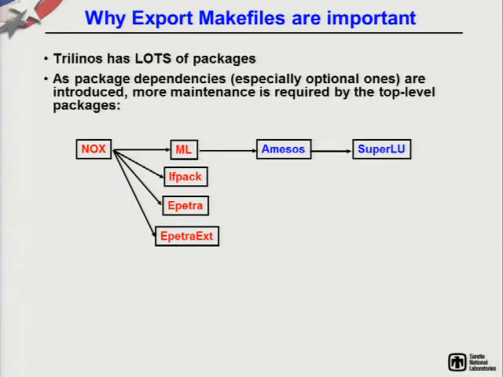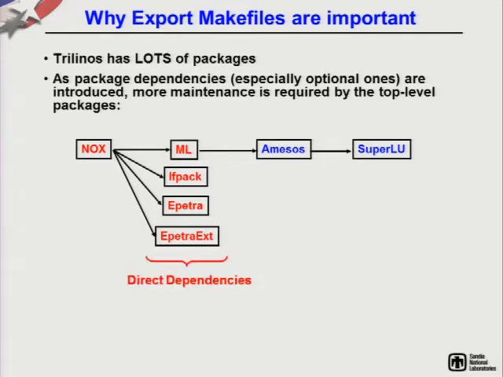So to hammer that home a bit, let's say I really cared about solving a nonlinear problem, which means I need NOX. Well, that's a linear system under the hood, which means I probably want ML, Ifpack, Epetra, maybe EpetraExt. I'm going to want to do a direct solve at the bottom of my multigrid. That means I might want Amesos. And I really want to use SuperLU. You can see how this turns into a disaster really quickly.